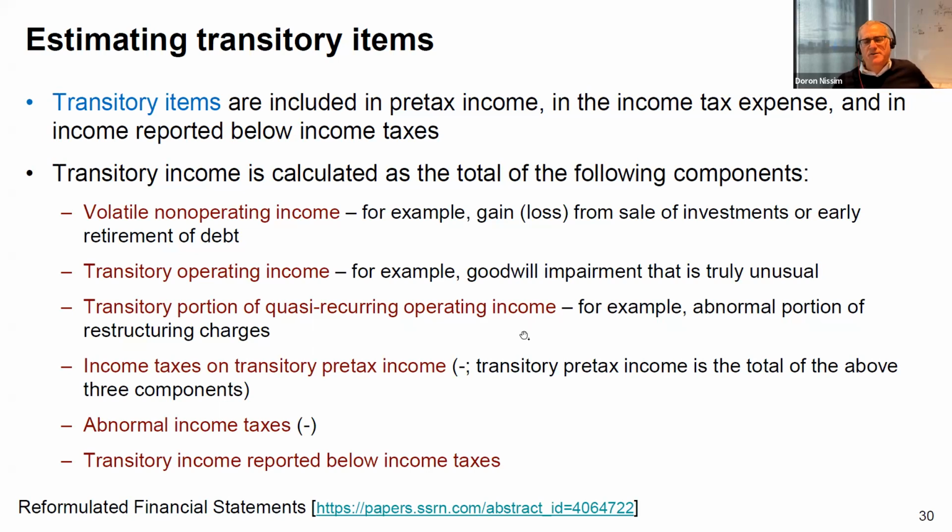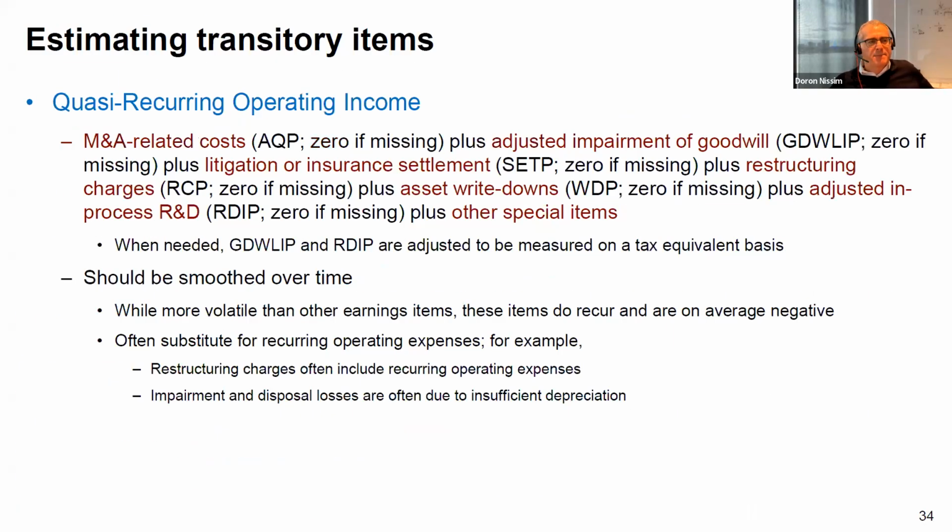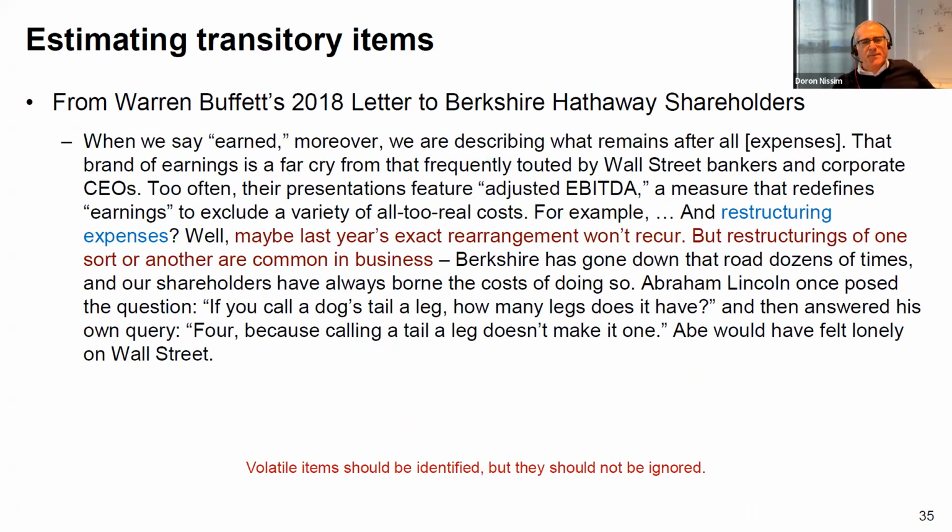Then for most items that we typically treat as transitory, like restructuring, impairment, and so on, most of these items, I argue, are really volatile items. The way to label them is volatile item, not transitory item. I think Warren Buffett makes this point very nicely in this quote. So I think this is the key point here, that what companies identify or suggest is transitory is not really transitory. It's volatile.